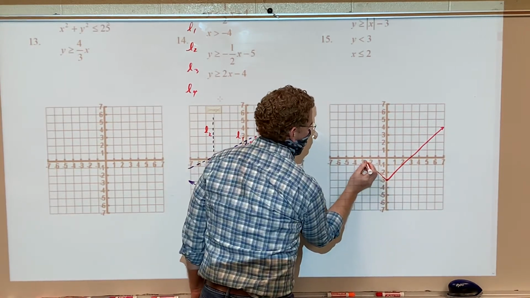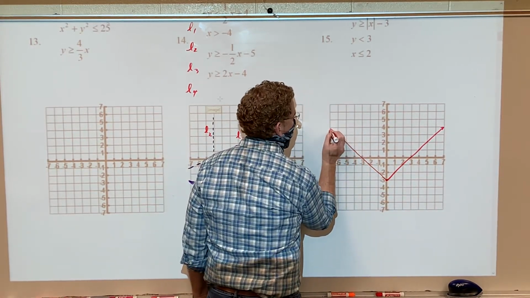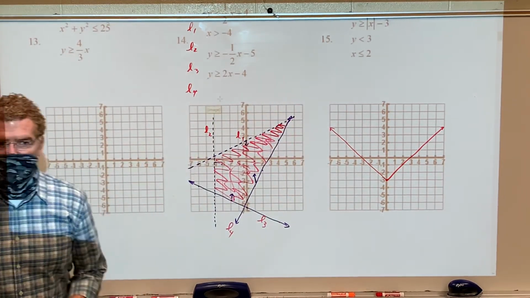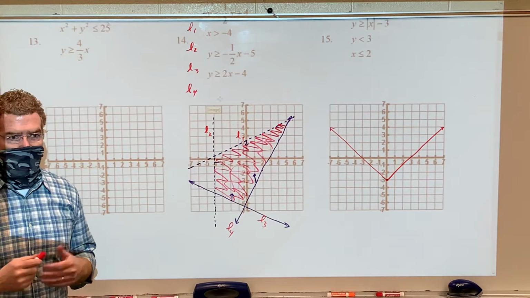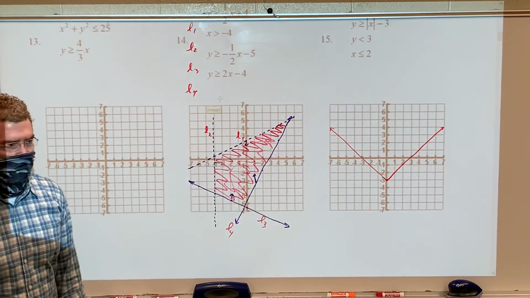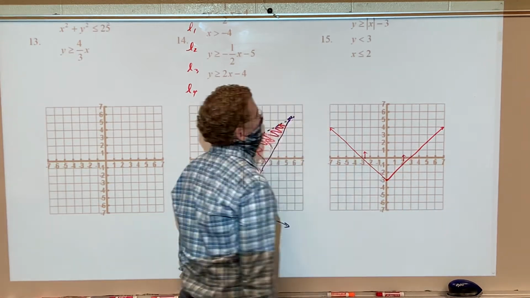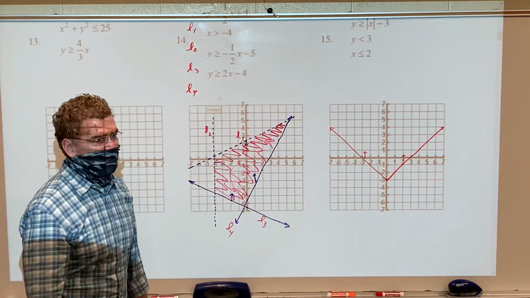And is it a function? Yep. If it's y greater than or y less than, it's a function. So it's y greater than, where are you shading? Above. So I'm just going to draw an arrow saying, okay, I'm going above on this. And then the other one, y less than 3.